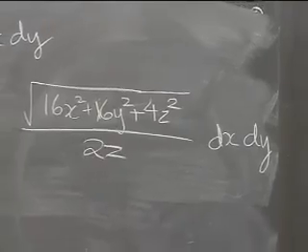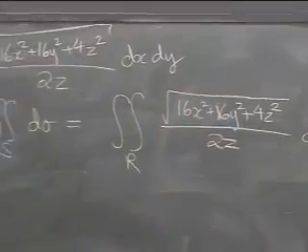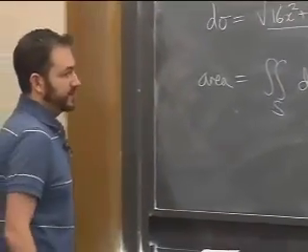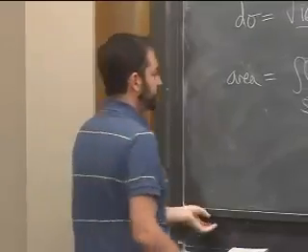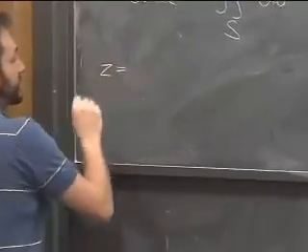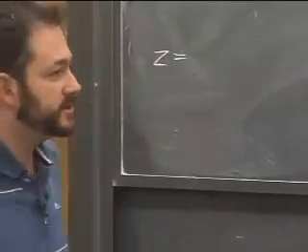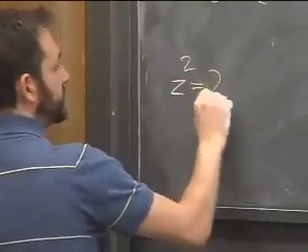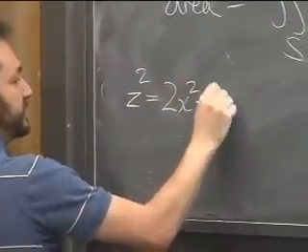There's one problem. z is a function of x and y. And we need to get rid of it first before we do this. So we need to somehow get rid of z. What do we know? We know z squared is 2x squared plus 2y squared. But it's a bit of a mess.